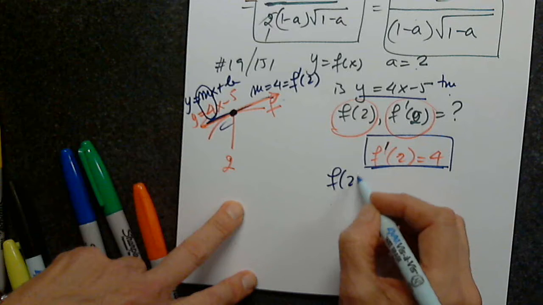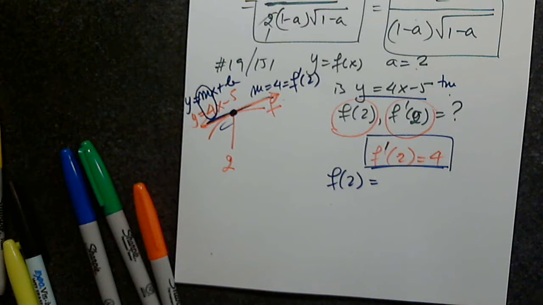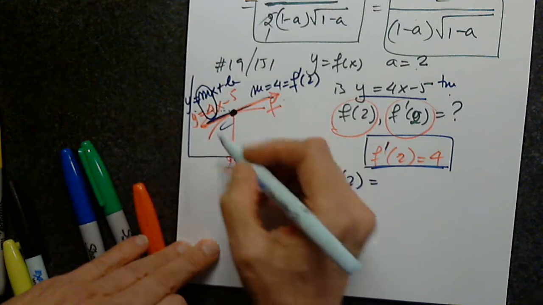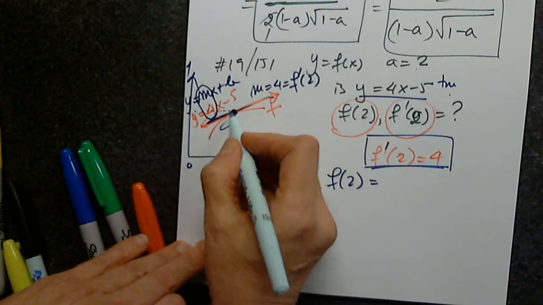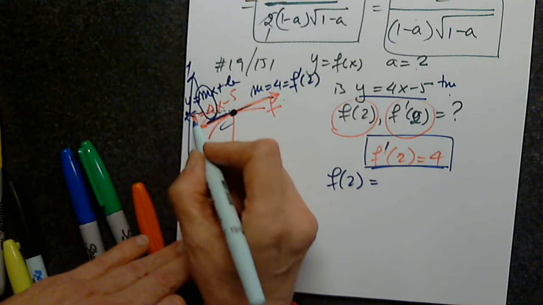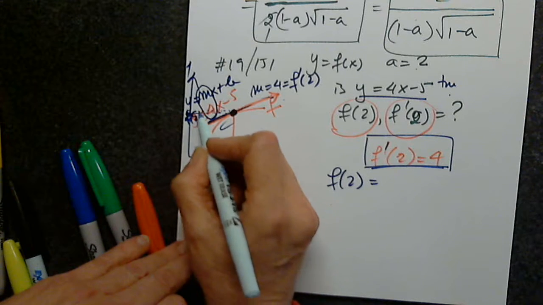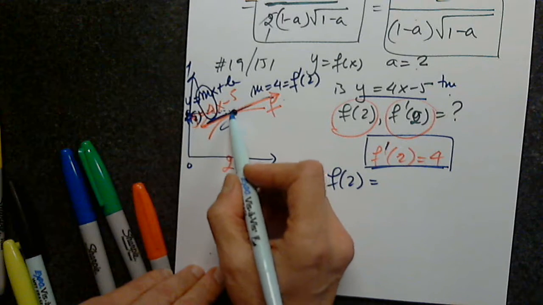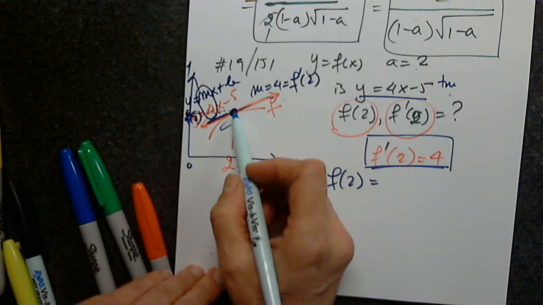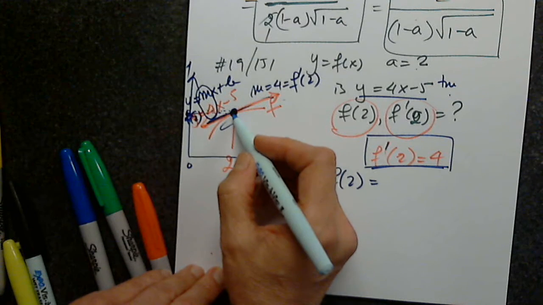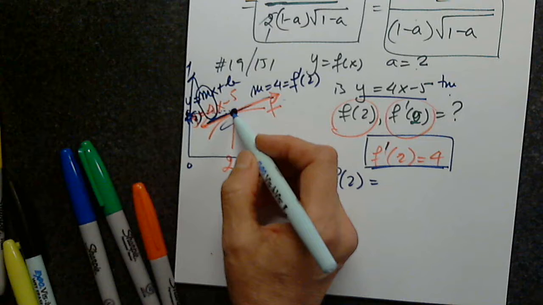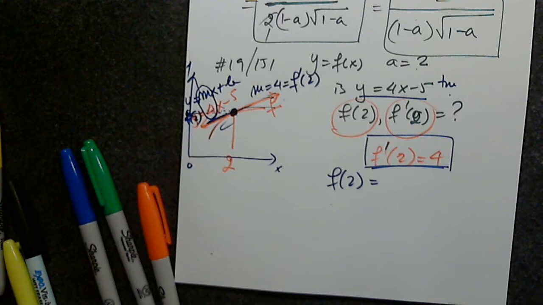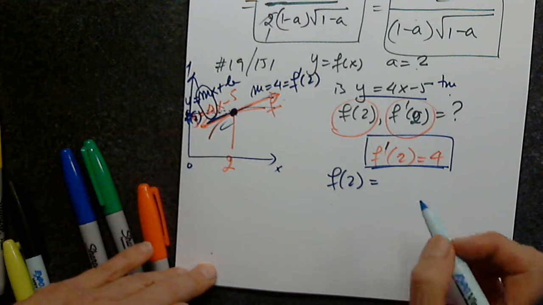So now we want to find f of 2. How much is f of 2? Well, this is a point, right? So I have to find f of 2 here, if this is the coordinate system. Yes, because this point is common to the tangent and to the graph of the function. If I read from f of x, or if I read from the tangent, this has to be the same y value. So 4 times 2 is 8. 8 minus 5 is 3.